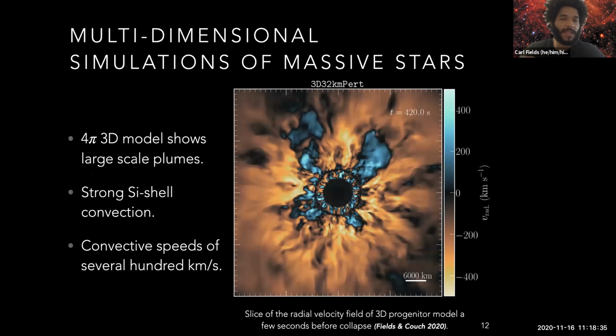So looking at it more quantitatively, we're showing an XY slice of this same model a few seconds before iron core collapse is initiated. We're looking at the radial velocity. In the middle, we see the iron core. Above that, the torus is the silicon shell burning, with very large plus or minus radial velocity of a couple hundred kilometers per second. And outside of that is the oxygen shell region, showing that asymmetric flow again.